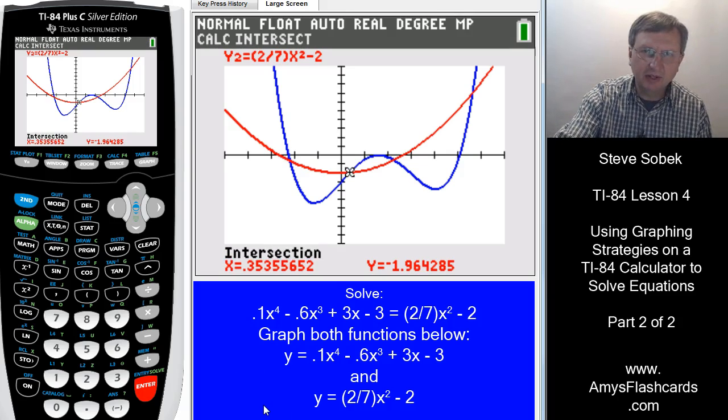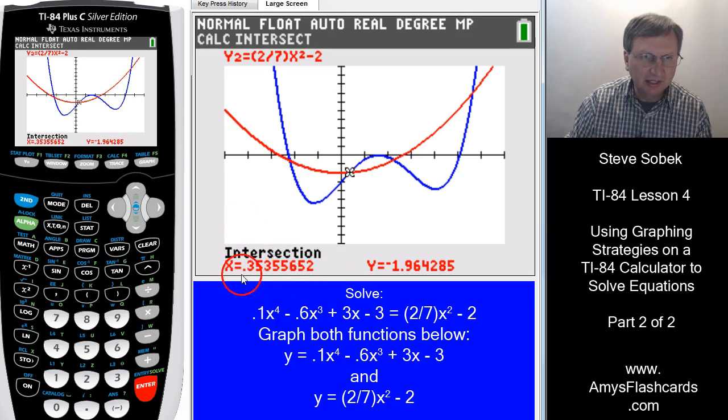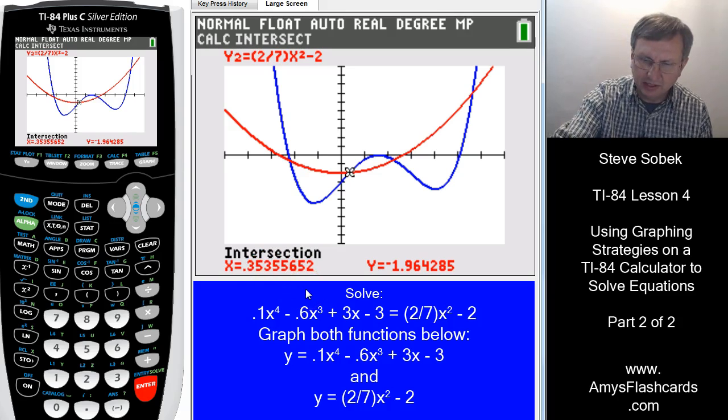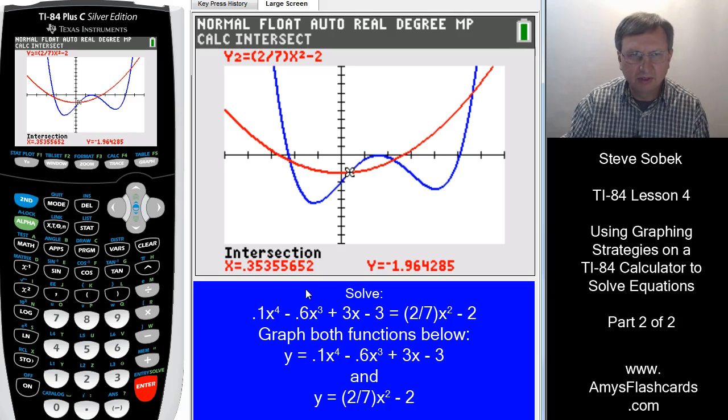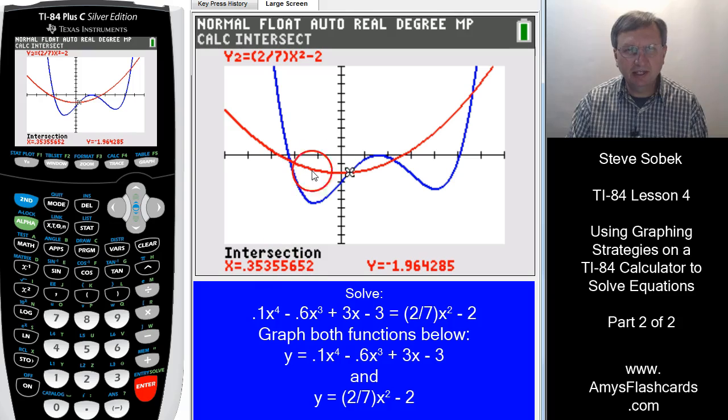And let's go ahead and write down this next point of intersection. Okay, right here we see 0.3536, whenever we're rounding to 4 decimal places. All right, I suggest you pause the video and get the next 2 solutions on your own, and then restart the video and watch me do it and see if you got it right.